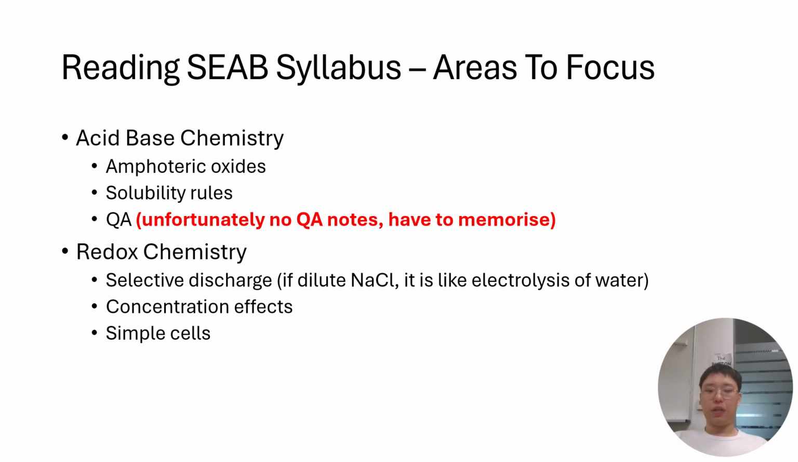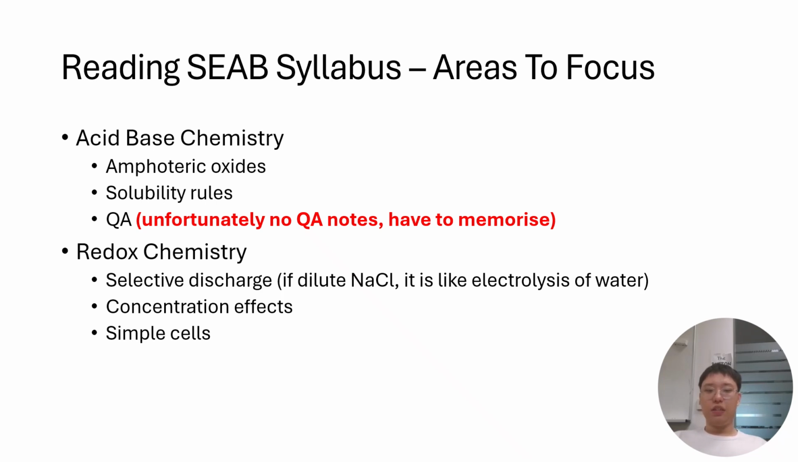So I will have to memorize all the QA observations by heart, such as when I add NaOH and when I add ammonia, what is the difference? Because for many of these ions, cations, there's a pretty big difference in the reactions when NaOH or NH3 is added. The second area to focus on would be redox chemistry, especially the idea of selective discharge.